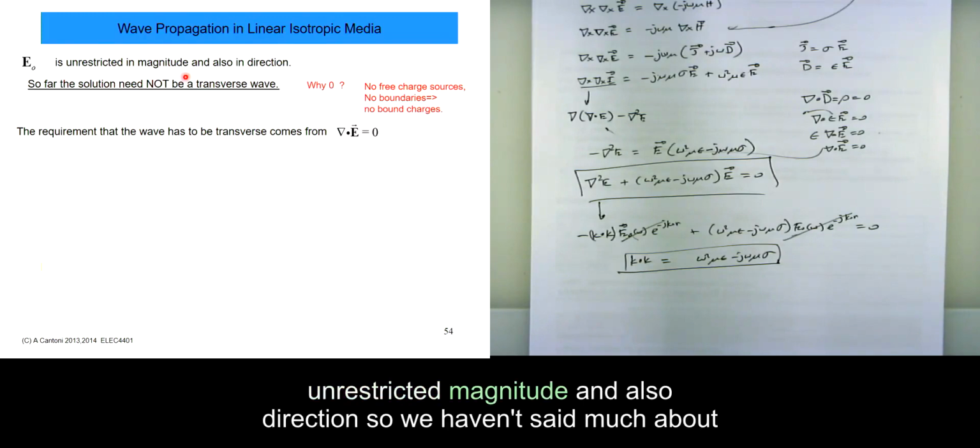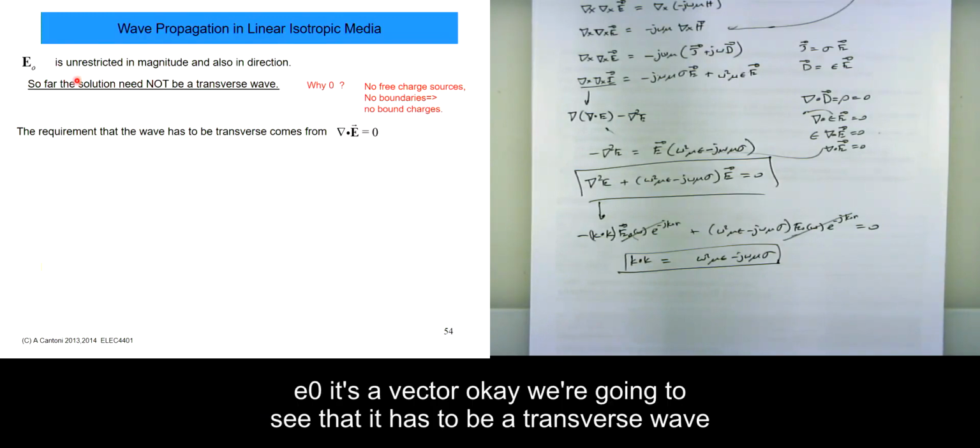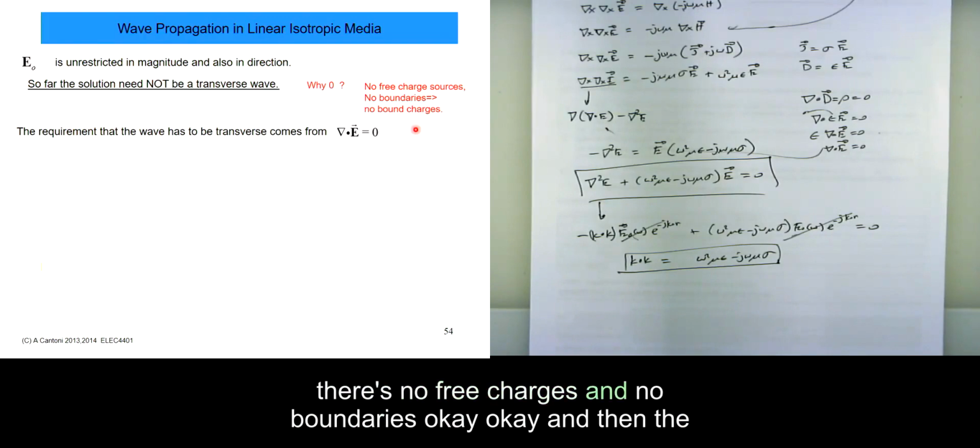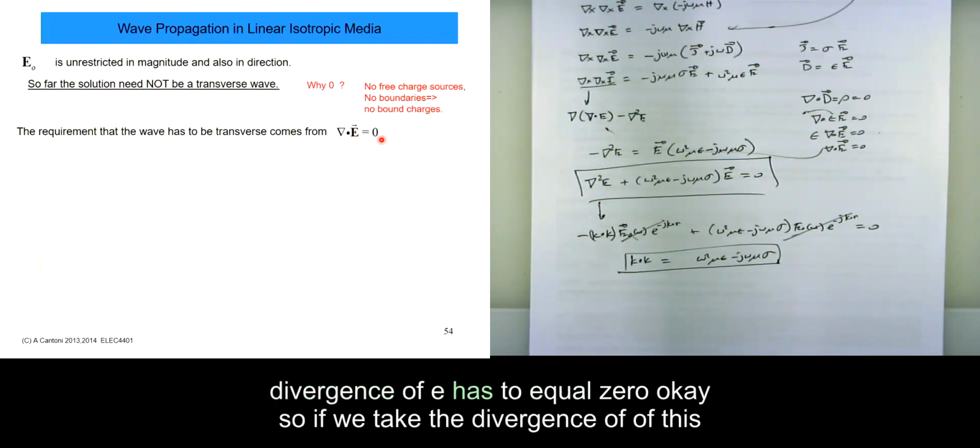So E naught is unrestricted in magnitude and also direction. We haven't said much about E naught. It's a vector. We're going to see that it has to be a transverse wave. The requirement that the wave has to be transverse comes from the fact that we've said there are no free charges and no boundaries, and then the divergence of E has to equal 0.